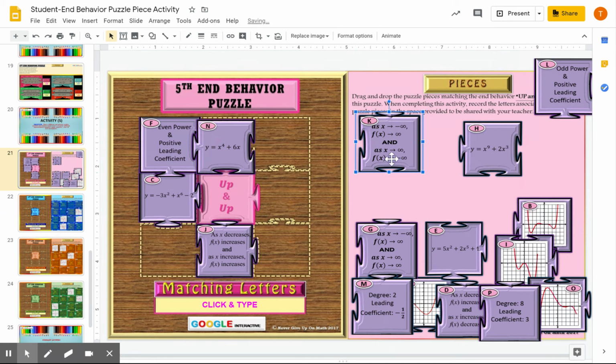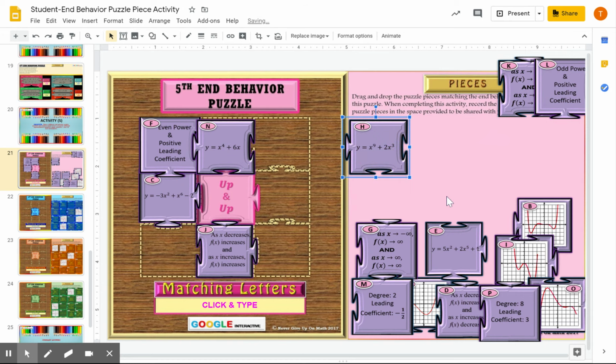Looking at K, it says, as x approaches negative infinity, or you could read this as x goes to negative infinity, y goes to positive infinity. And as x goes to infinity, y goes to negative infinity. So this is kind of similar to this one. J and K are similar, just written in different language. But this one says f of x is increasing positively, and this one says f of x is increasing negatively. I would need them to go the same direction, up, up. So this is not true.